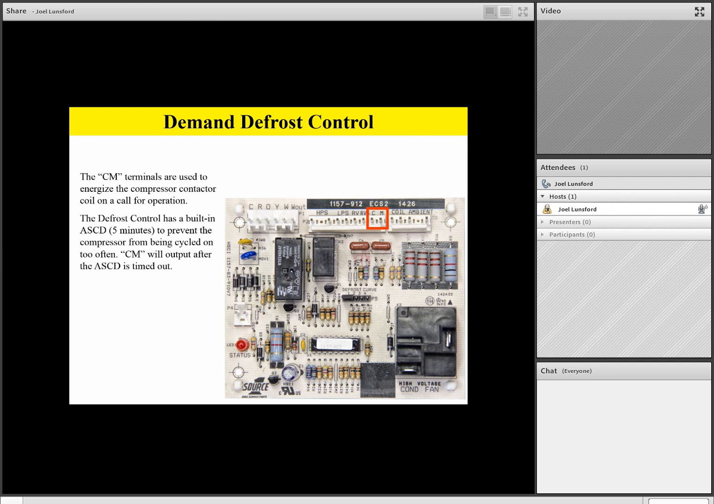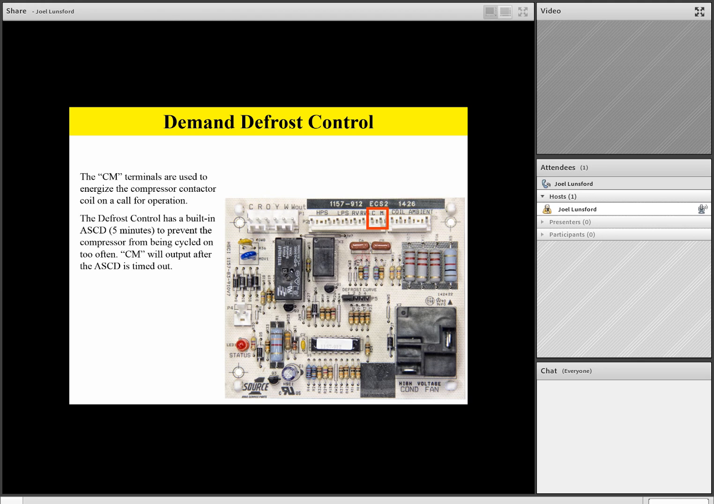So this is an important concept. The board actually has some built-in protection for anti-short cycle timing. So if the thermostat should call for compressor operation in less than 5 minutes, the board's going to hold that Y call or that compressor demand before it allows the compressor to come on for safety.